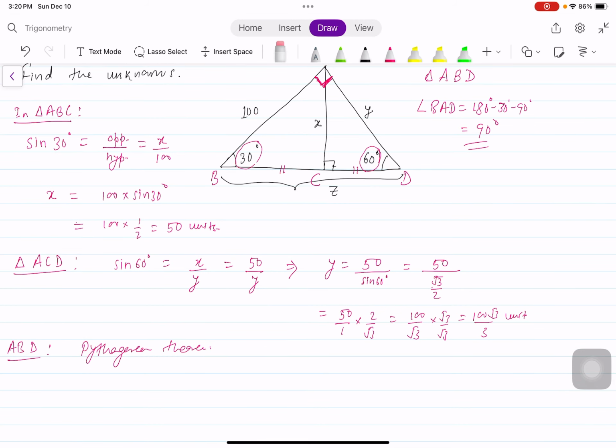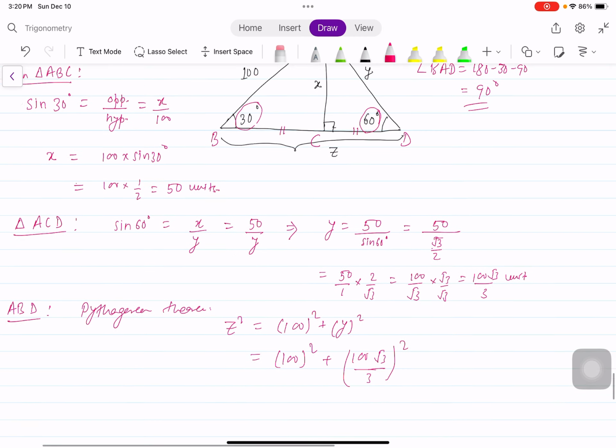So G square equals the sum of squares of the remaining sides: 100 square plus y square. What is the value of y square? So 100 square plus y, which is 100 square root 3 over 3, squared, right? This is the value.